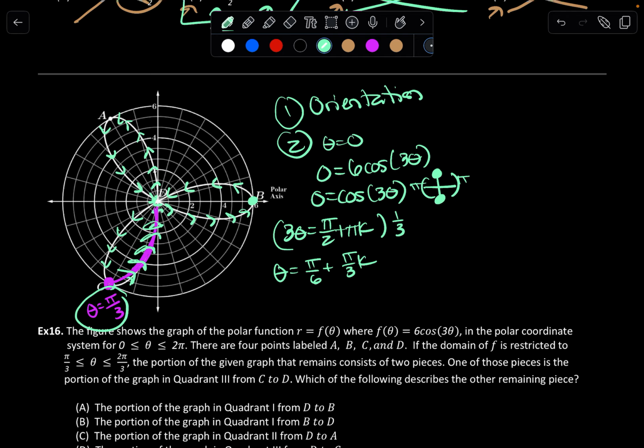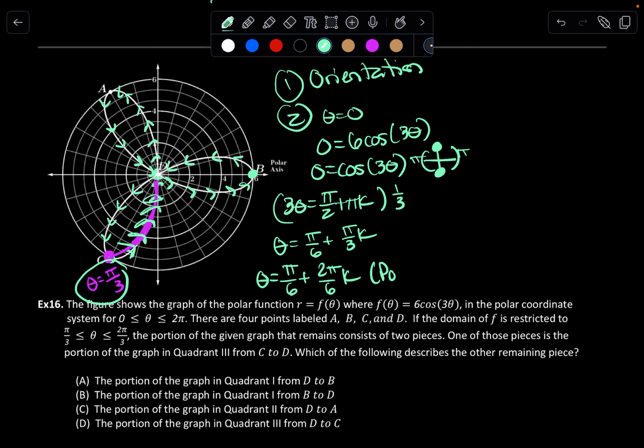So we are passing the pole first at pi over 6. If I want to find the other times that I pass the pole from 0 to 2 pi, I can rewrite this with a common denominator: pi over 6 plus 2 pi over 6 k. So these are the times that we are passing through the pole. The first one is pi over 6, which is less than pi over 3, so it won't be that one. Let's try the next one. Pi over 6 plus 2 pi over 6 gives me 3 pi over 6, which is pi over 2.